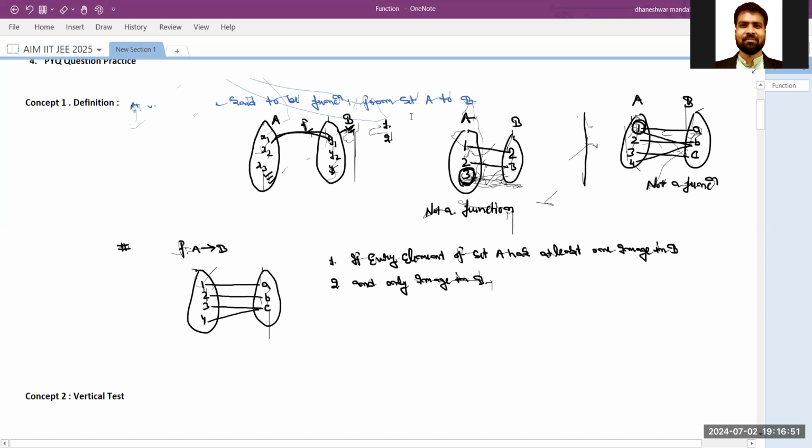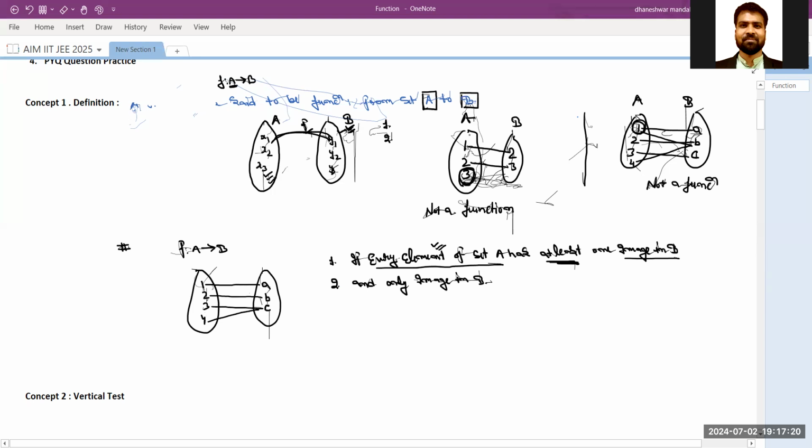So if I define any function from set A to B, the condition is only for A, not for B. Okay, see, what is the definition? If a function is defined from set A to B, then what is the condition? Every element of set A has at least one image in B. So what is the condition for set A? Every element of set A has an image.